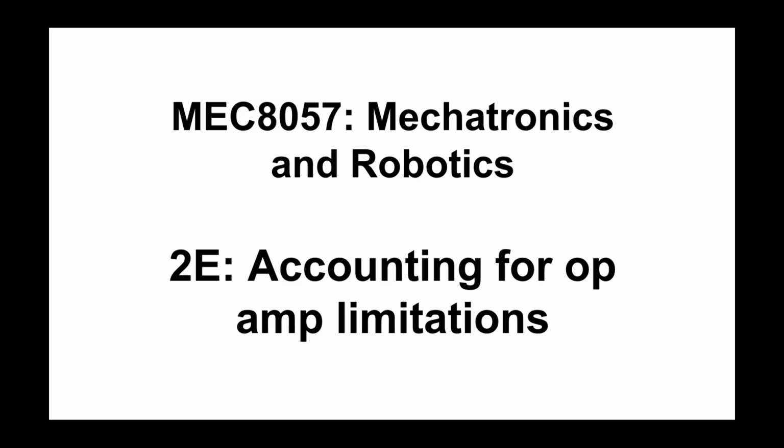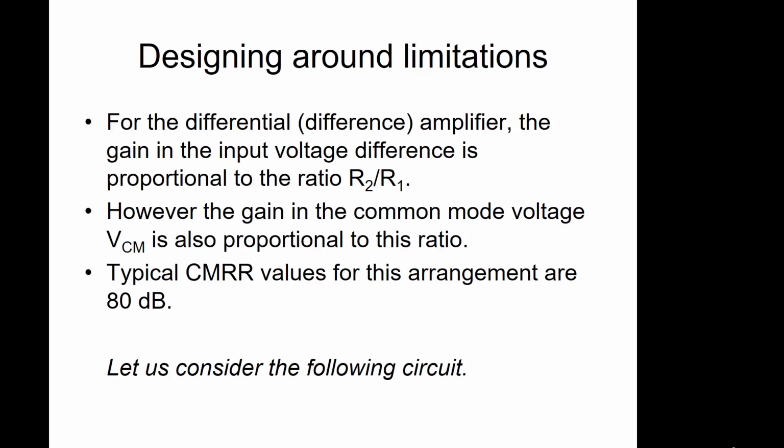In this video, we will look at designing to account for op-amp limitations. If we think back to our difference amplifier, we had a circuit to amplify the difference between two input voltages, and the gain value of that amplification was the resistor ratio R2 over R1.